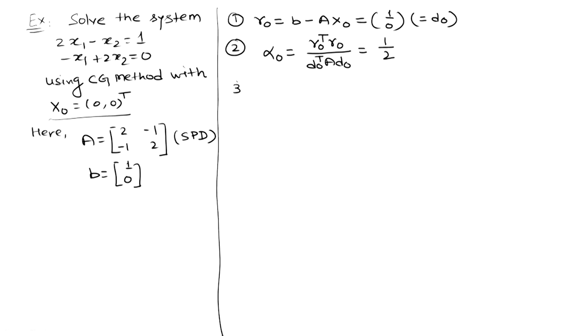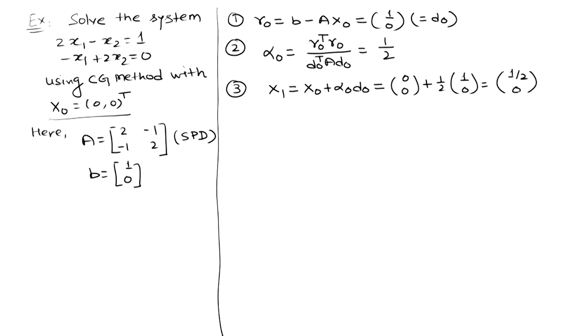Then in the third step, since we have d0 as well as alpha0, I can calculate the next approximation of the solution, that is x1, which is x0 plus alpha0 d0. Here x0 is (0, 0), plus alpha0 is 1 by 2, and d0 is (1, 0). So, it becomes (1 by 2, 0).